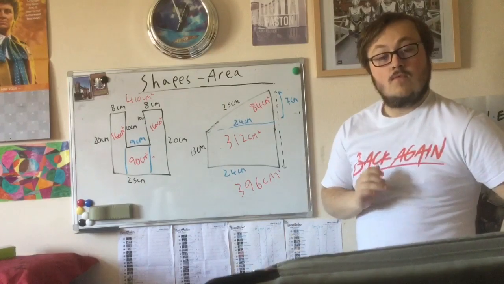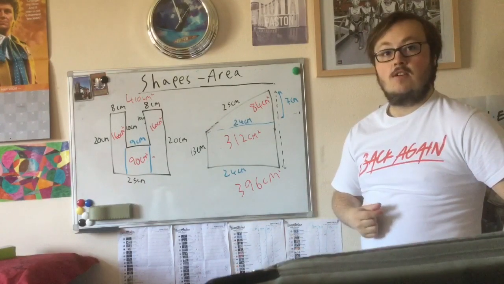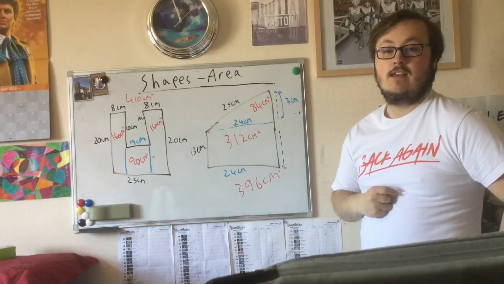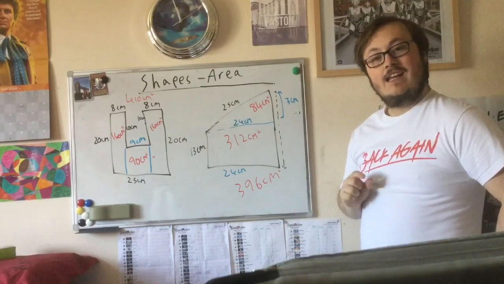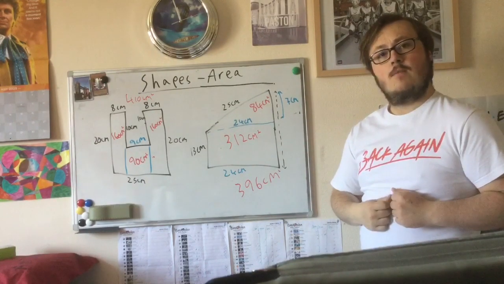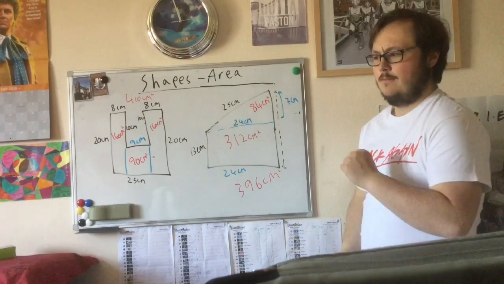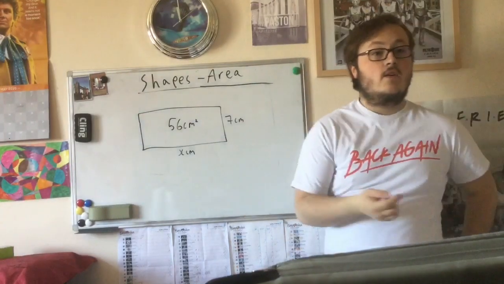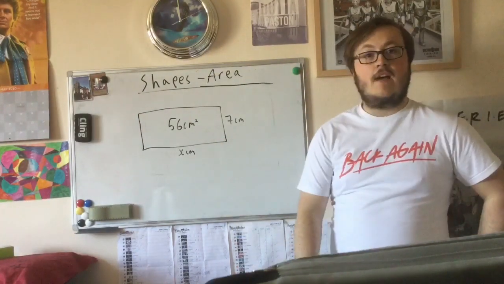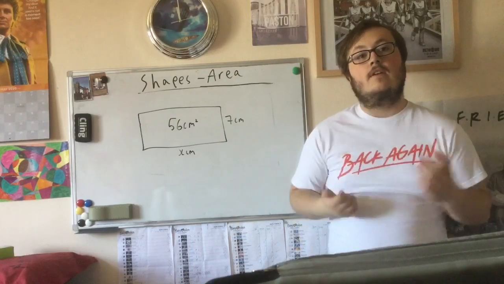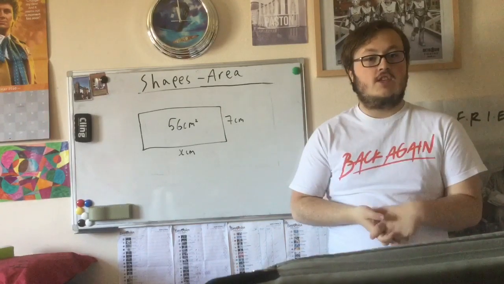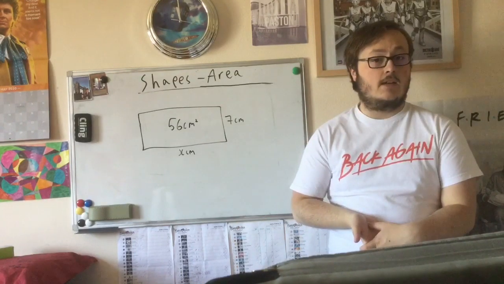Now that we've done a lot of work on area, for the final episode of this part of Shapes Week, we're going to be focusing on area again, but in a bit of a different approach. Let's see what I mean. So I have this rectangle here, with a base of x but a height of 7. And I know the area of this shape is 56 centimetres squared.